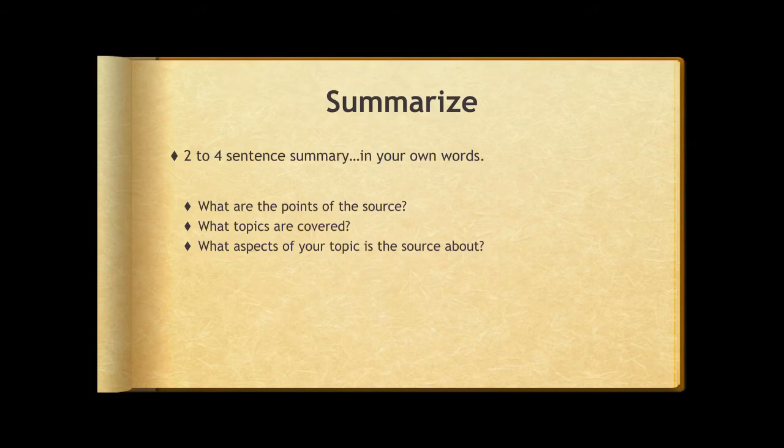So summarize is the first step under each citation. You will write a 2 to 4 sentence summary in your own words of that source. So you'll cover what the points of the source are, what topics are covered, and what aspects of your topic the source is about. Since we're doing this about your Greek gods, goddesses, and heroes, you're looking at what parts of the Greek gods, goddesses, and heroes were covered in this source.